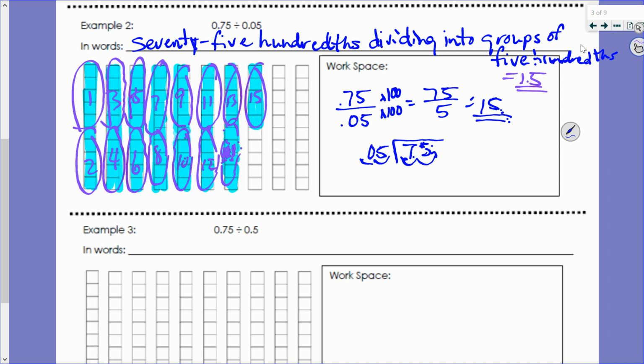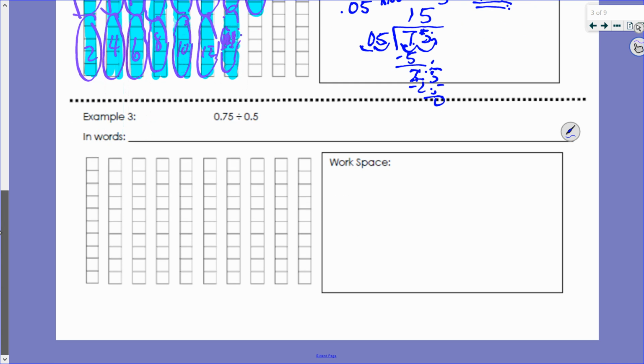Now we're just doing division. How many times does 5 go into 7? 1. Subtract 5 gives me a 2. Bring down my 5. 5 goes into 25 5 times. Subtract 25, that gives me a 0. Okay? So, in all 3 formats, we're able to see our answer is 15. Does that make sense to you guys? Yes, sir. Understanding the importance of getting rid of that decimal on the outside? Yeah. Okay, let's do one more then.